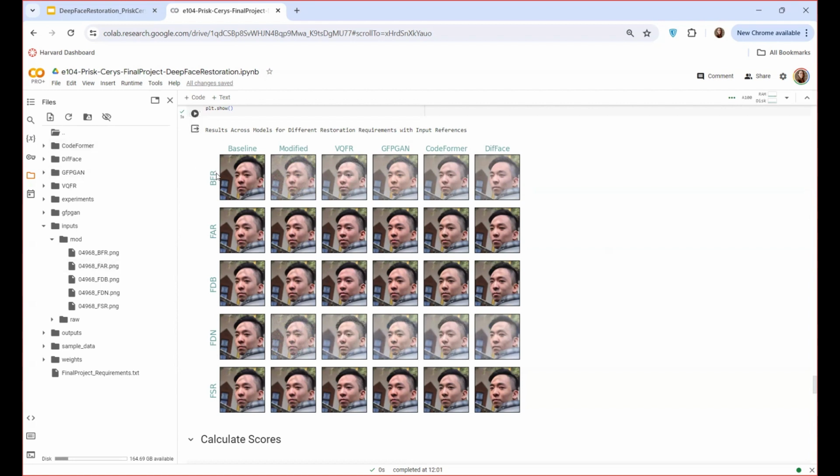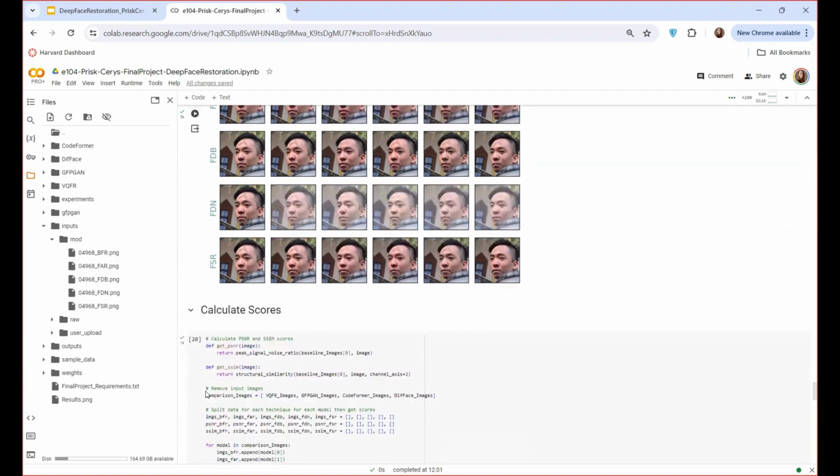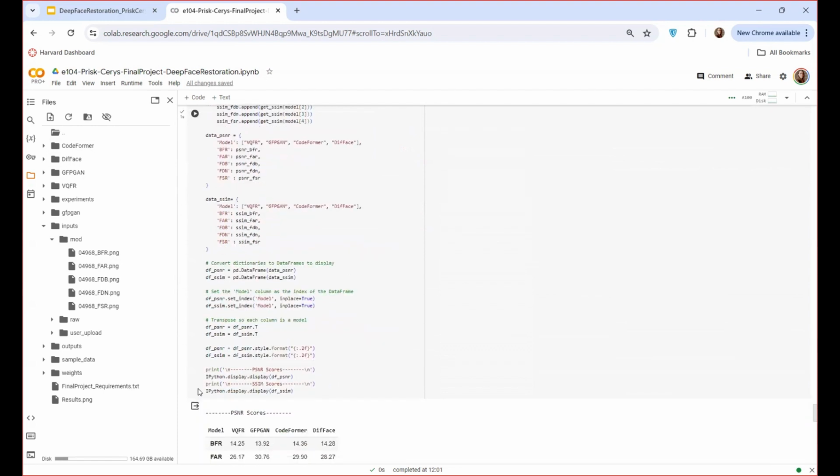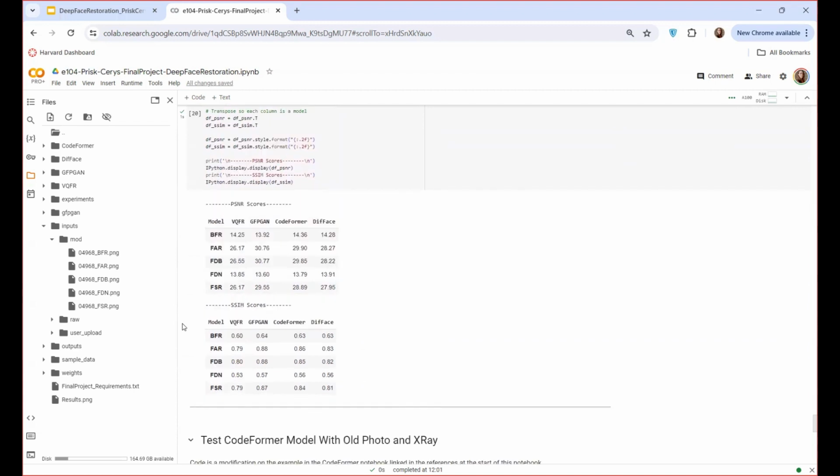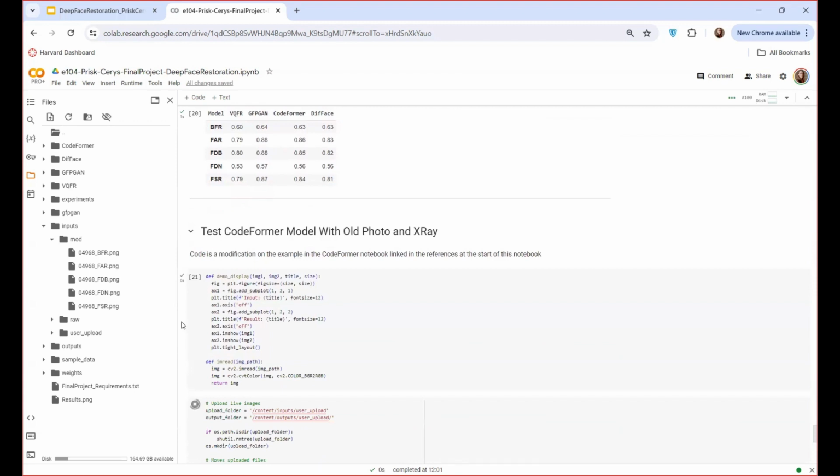Each of these corresponds to one of the facial restoration methods discussed in the slides. So with the blind face restoration, the face artifact removal, the face deblurring, the face denoising, and the face super resolution. I then calculate some scores to quantify the performance of each of the models. Given this is a single sample test, these aren't overly reliable, but they give an indication of how the model performance could be analysed. I then have decided that for me, I think that the CodeFormer model performs best.